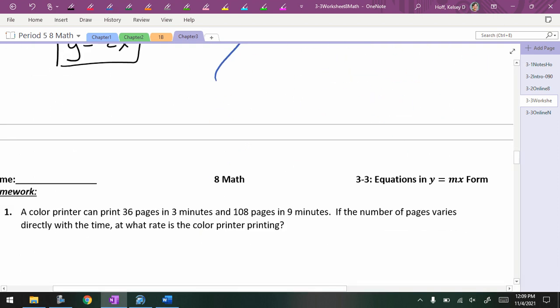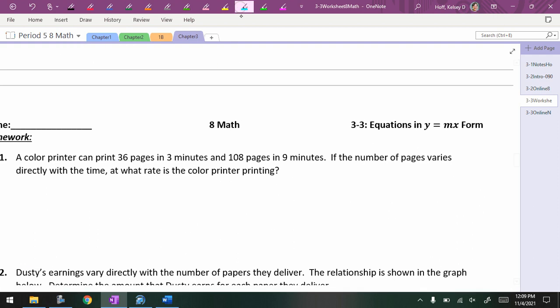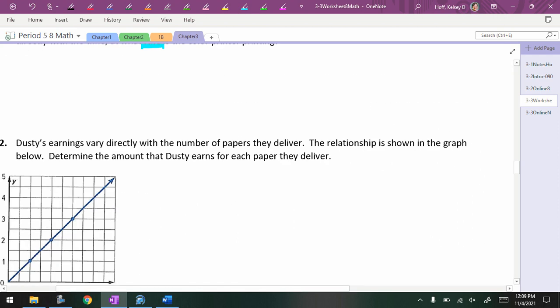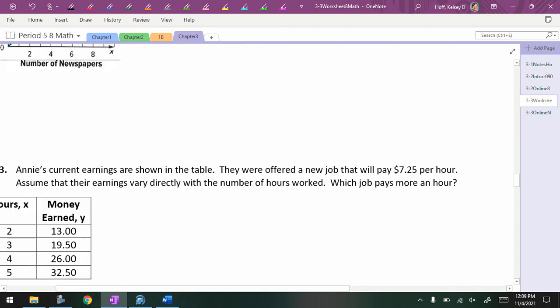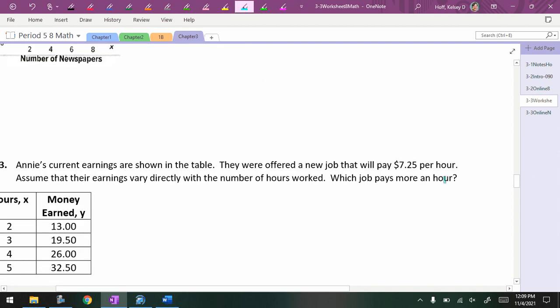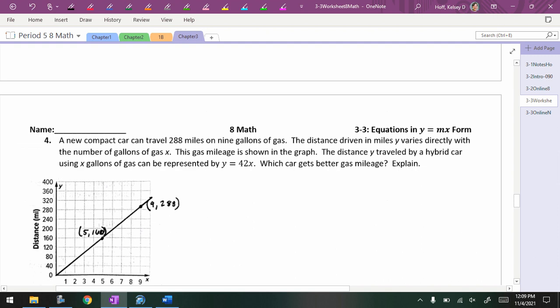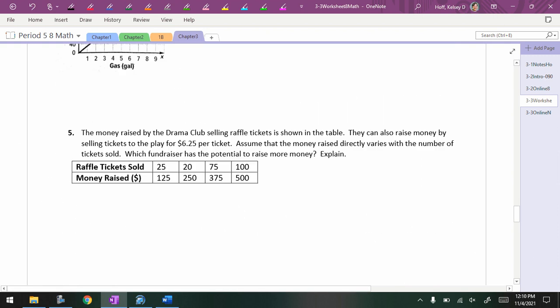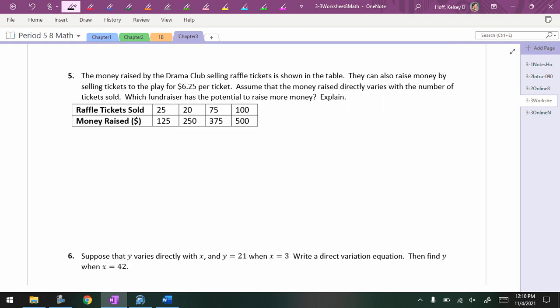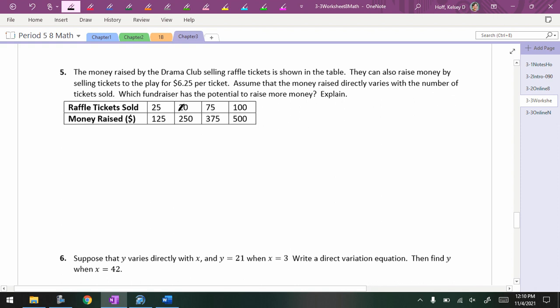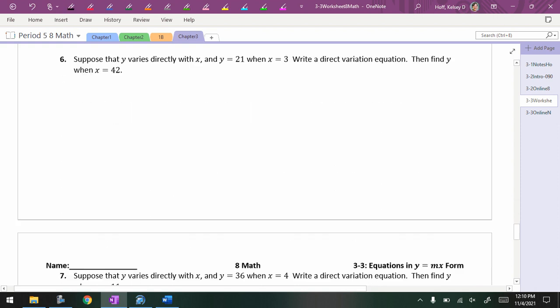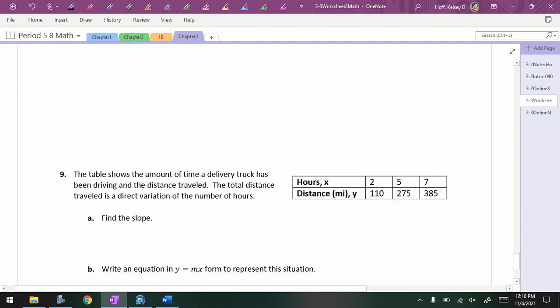So today, your worksheet says things like, at what rate, aka slope, earns for each, aka slope, which job pays more an hour, aka slope. Then you're going to get down here. I will tell you right now, number 5 has a typo, and I'll leave this up here. This 20 is supposed to be a 50. You have a couple direct variation equations to finish it off.